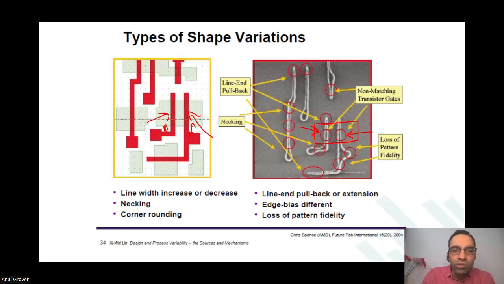Then you see that the poly pad, the contact pad, is closer in the left device than the right device. So you see there are so many things that are evident in the layout itself. When you run the optics simulation, it will give you that. It would say that the necking will happen here, rounding off will happen here, line pullback will happen here.